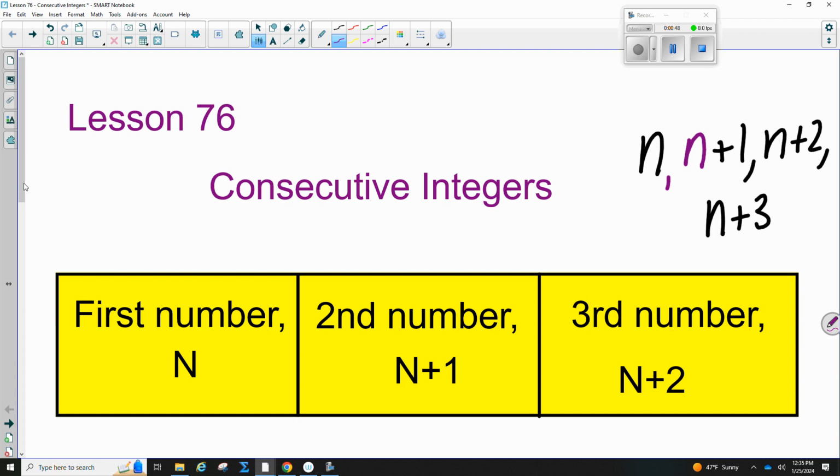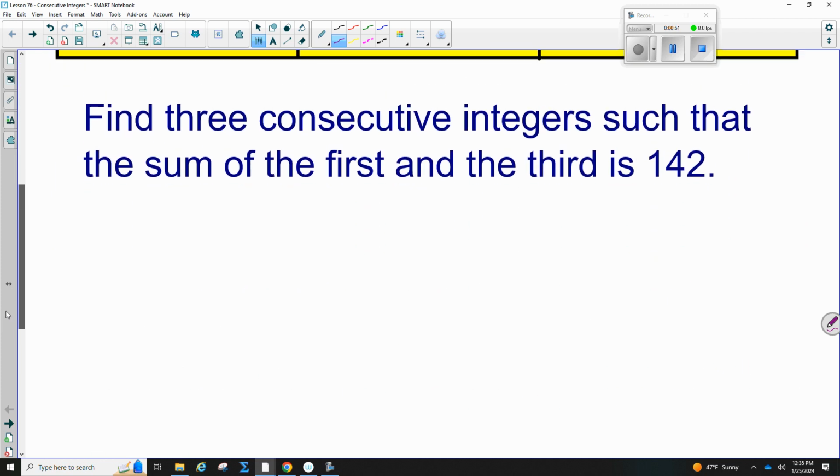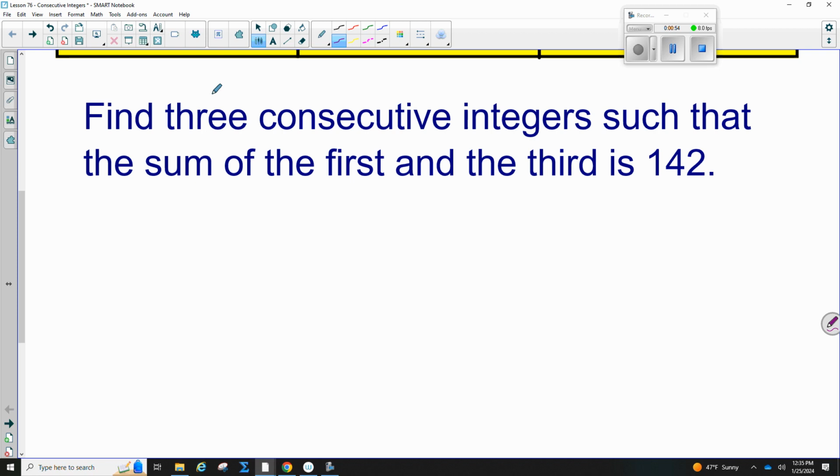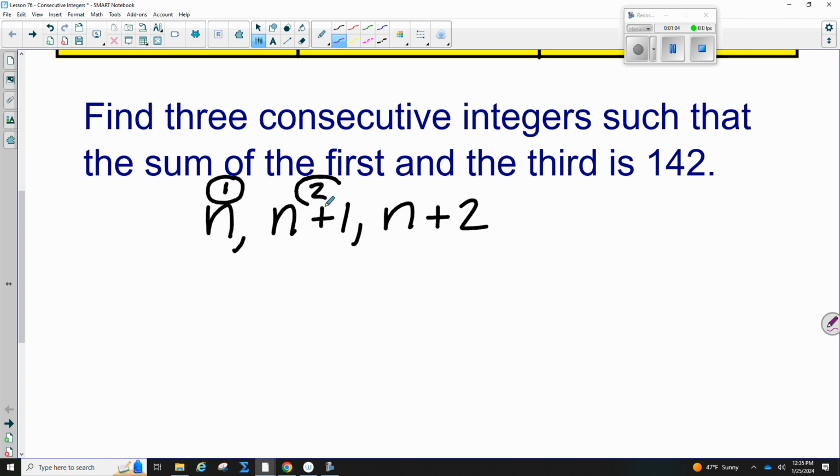All right? So it says find 3 consecutive integers. As soon as it says that, I just write this down at the top of my problem, all right? And this is the first integer, this is the second integer, this is the third integer. I honestly don't write that down usually because I just know in my head, okay? It goes first, second, third, all right? Such that the sum of the first and the third is 142. So the sum of the first and the third, what should we write for the sum of the first and the third? Bishnu?